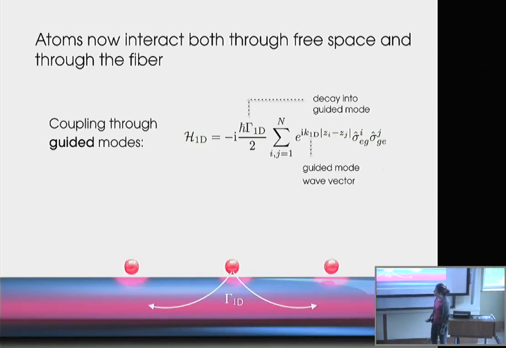So let me show you a bit of how we write down these kinds of interactions. Now it's a bit more complicated than in the subradiant case. In this case, the atoms are going to couple through the guided mode. So now the Hamiltonian that describes this is kind of trivial. It just depends on the single atom decay rate into the fiber mode. And here there is going to be a factor that accounts for the propagation of the field through the fiber.